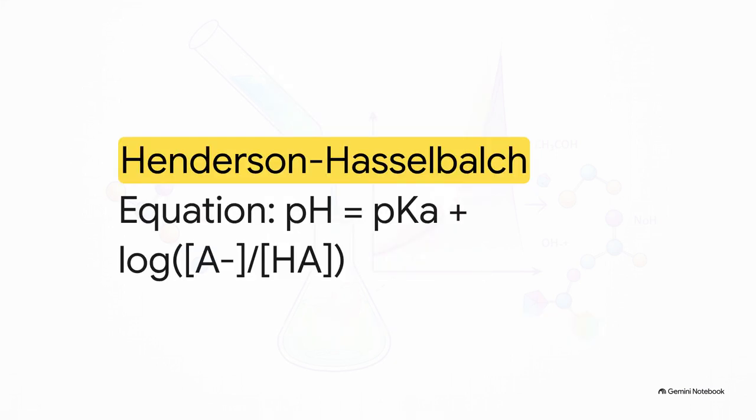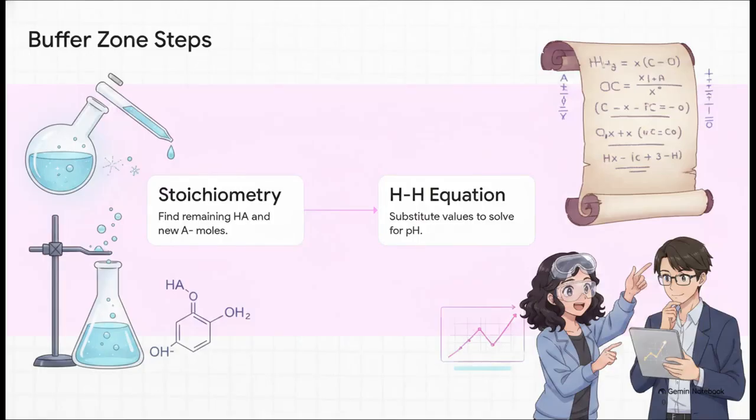Since both species of that conjugate pair are hanging out together, this entire buffer region gives us a massive mathematical shortcut, the legendary Henderson-Hasselbalch equation. The pH simply equals the pKa plus the log of the conjugate base concentration over the weak acid concentration. So, returning to our golden rule 2-step, here's how we conquer the buffer zone.